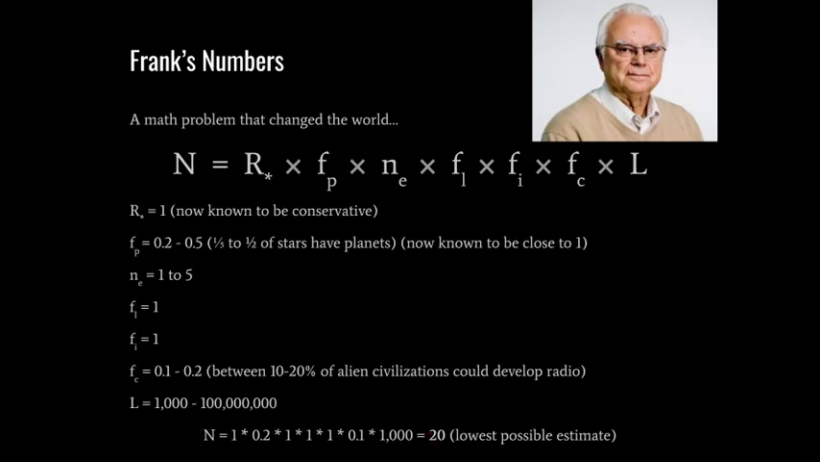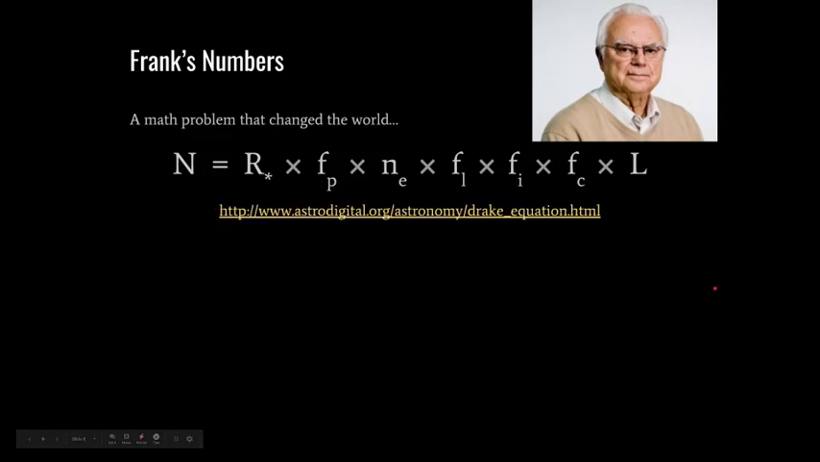So, here exists one of the first pieces of mathematic, scientific, probabilistic evidence that something out there is likely to exist. Even using his low estimates, this guy's math tells us that in our galaxy, there should be 20 civilizations out there with at least radio buzzing around right now. That's a lot to take in. 20 different civilizations out there.